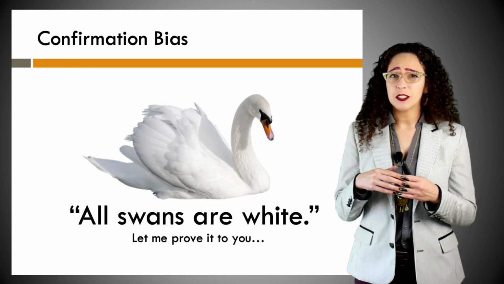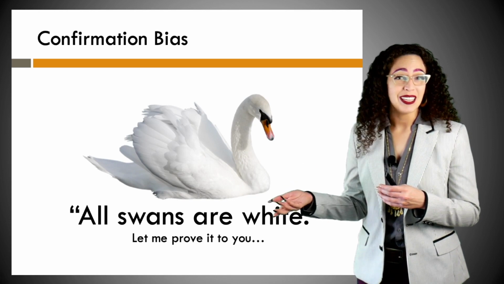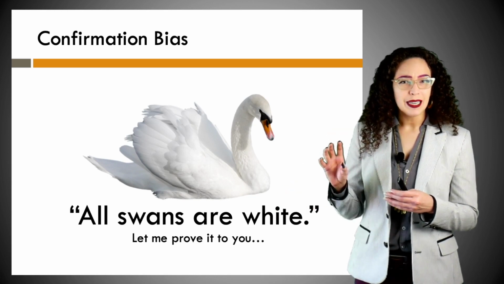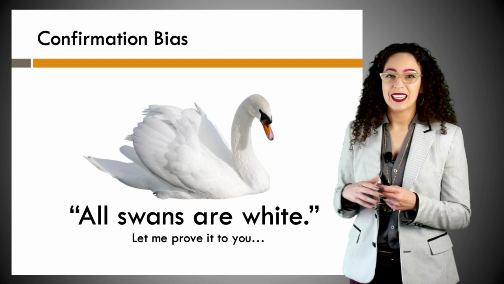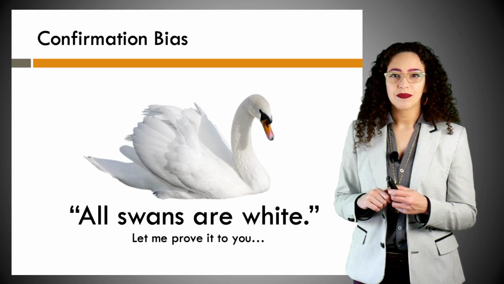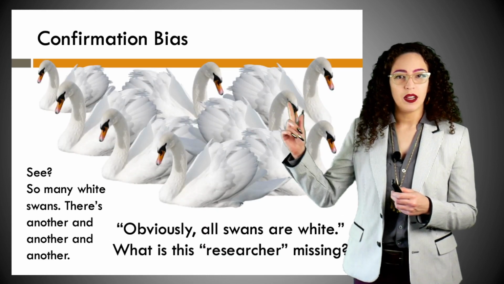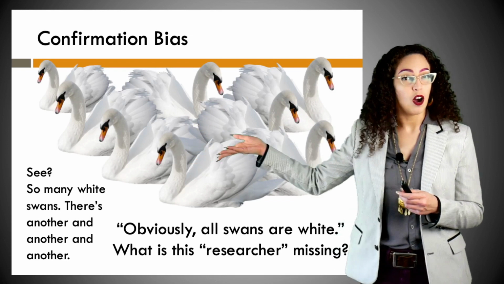Here's an example that goes back, I believe, centuries, and it has to do with all swans are white. It has a few different meanings in a few different contexts, but for right now, I'm going to be discussing all swans are white in the confirmation bias realm. So let me prove to you that all swans are white. See? There's a white swan, there's a white swan, there's a white swan, there's so many white swans. Obviously, all swans are white.